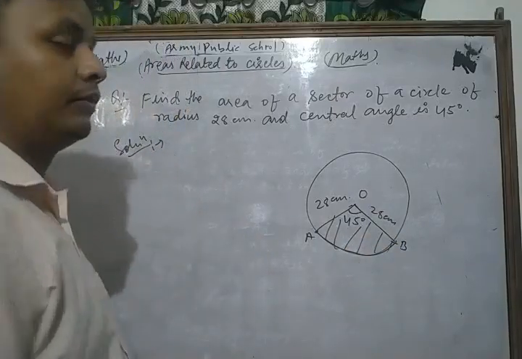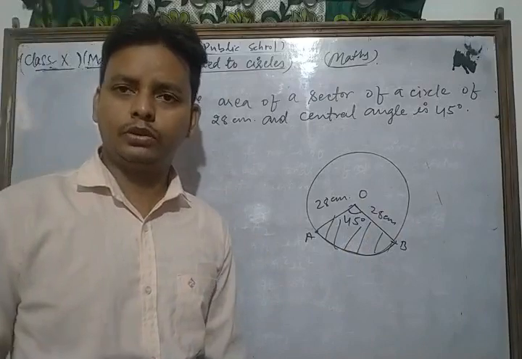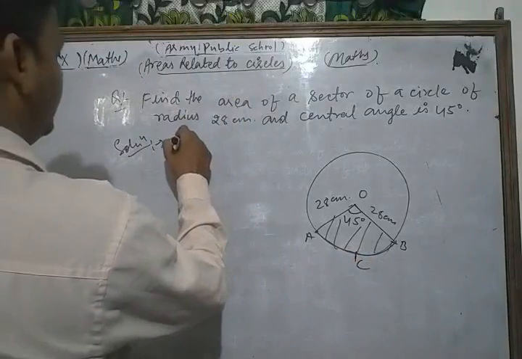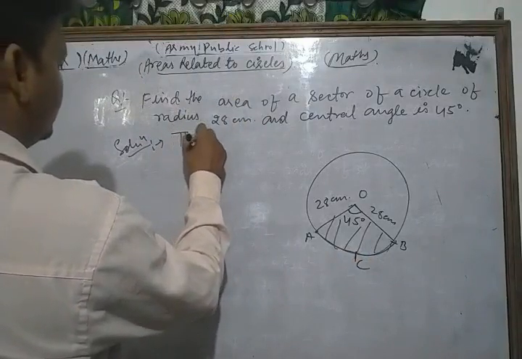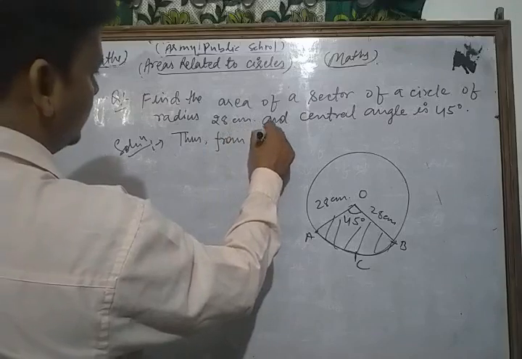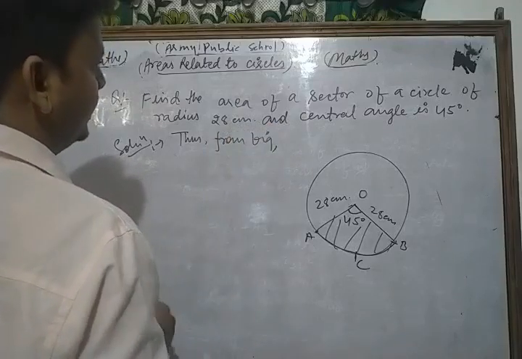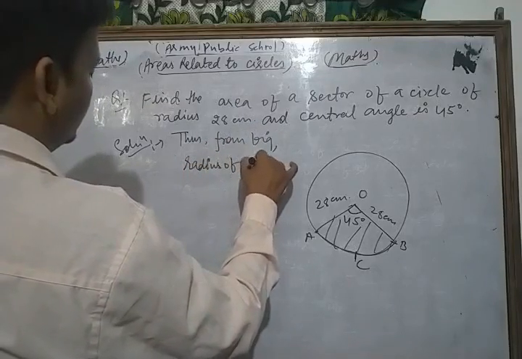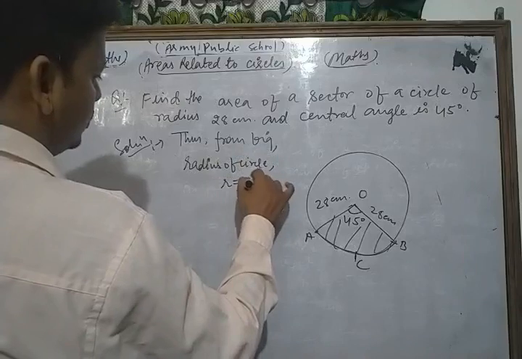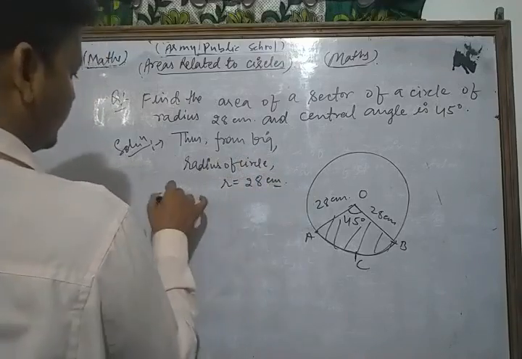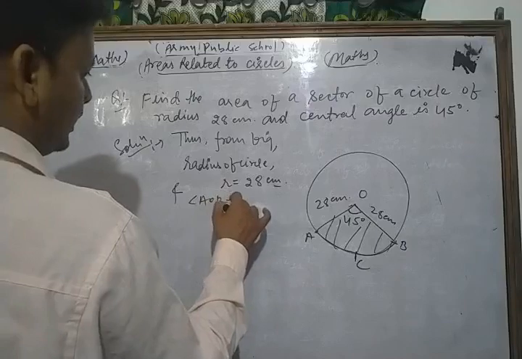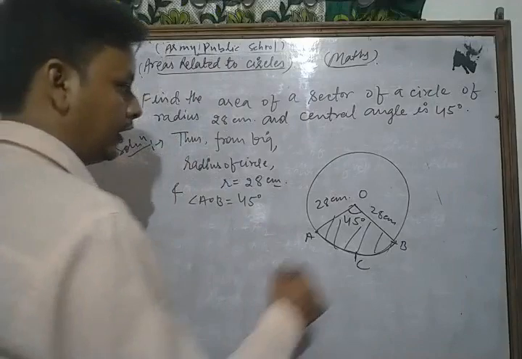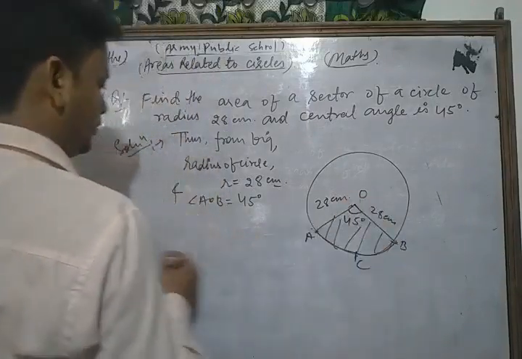We find the area of that. We know the formula for the sector of the circle. So here we take a C. Thus from the figure, radius of circle is what? This is 28 centimeter. Angle AOB is equal to 45 degree. We find the area of sector OACBO.